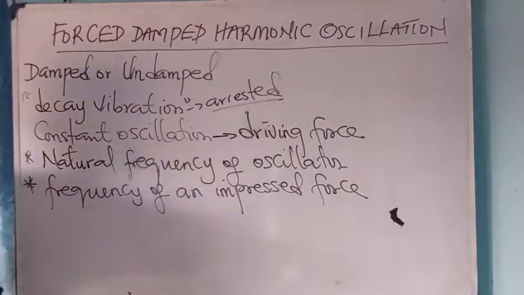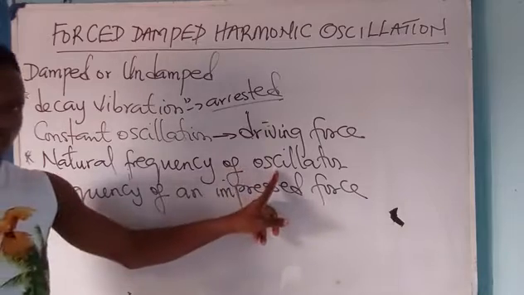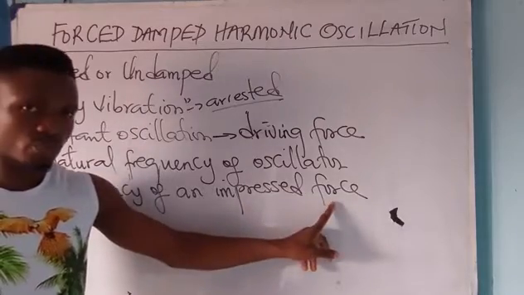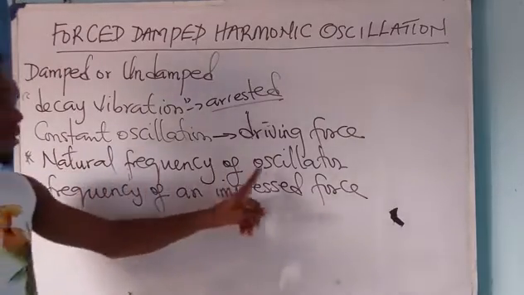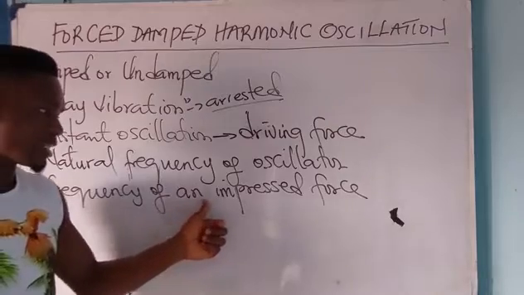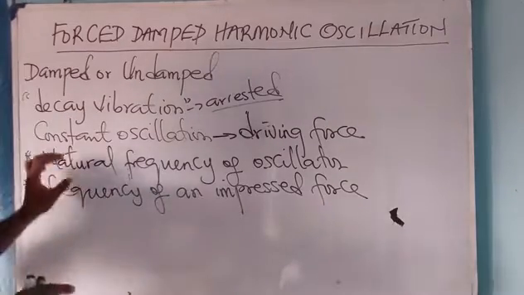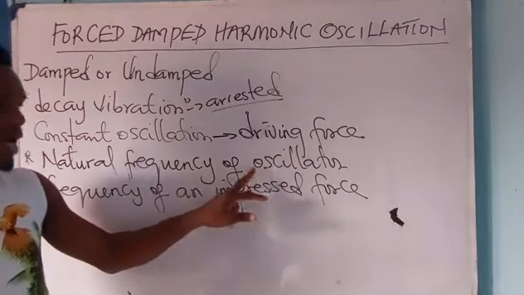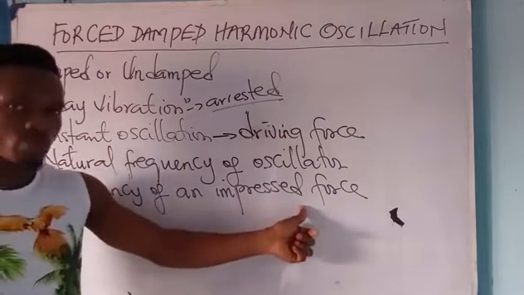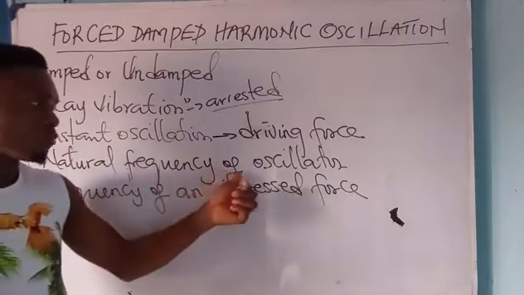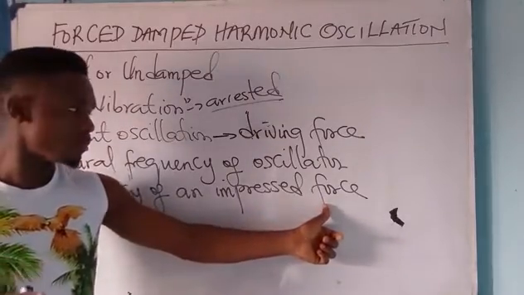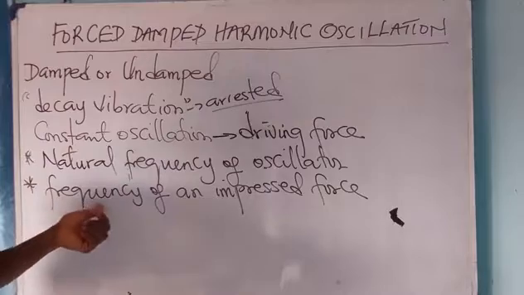Okay, now listen. When the natural frequency of an oscillator is different from the frequency of an impressed force, what happens? The natural frequency of this oscillator dies off. As soon as it dies off, it begins to oscillate with the frequency of an impressed force. I recap: when the natural frequency of an oscillator is different from the frequency of an impressed force, it begins to oscillate with the frequency of an impressed force.